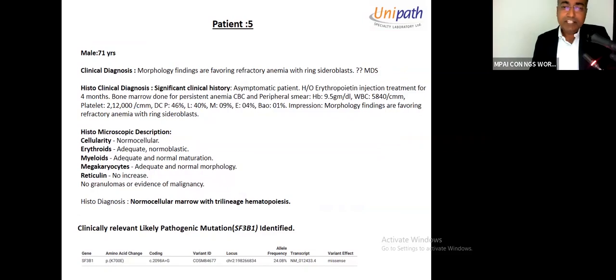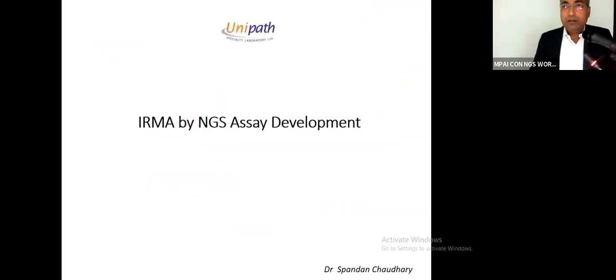Then refractory anemia with ring sideroblasts, MDS, and you get pathogenic SF3B1 mutations very, very commonly; it correlates very well. So just to give you some flavor of how these things come along.